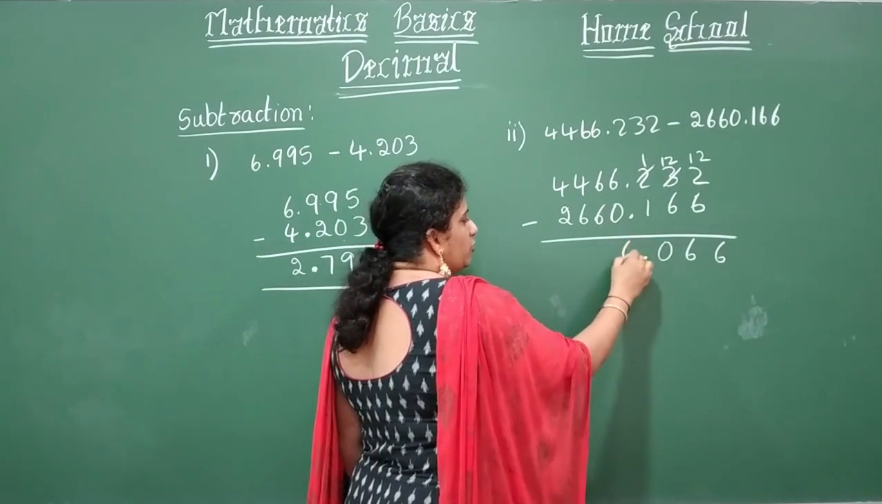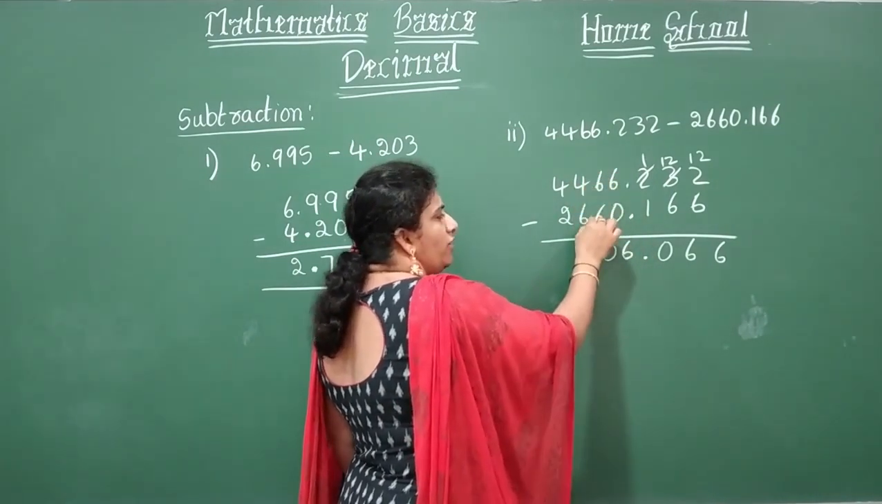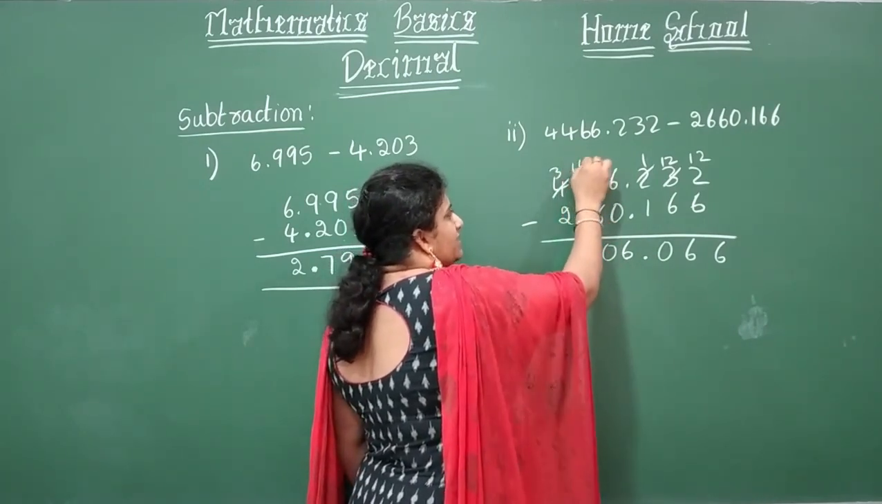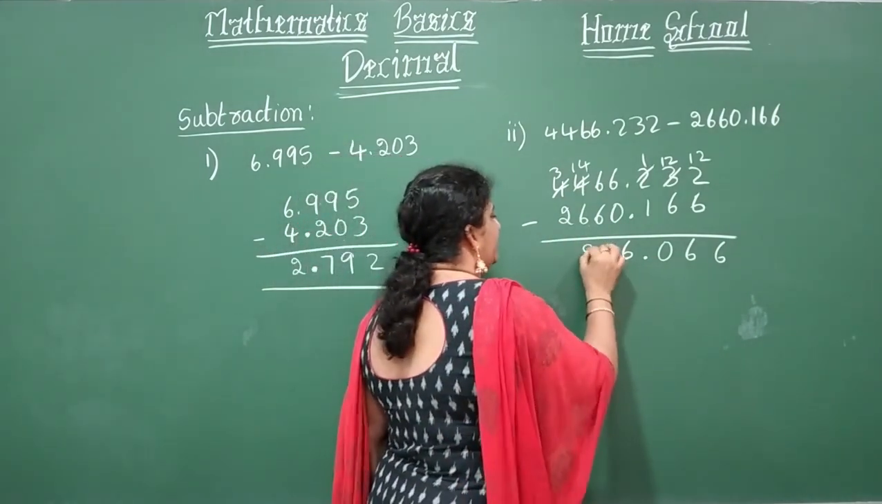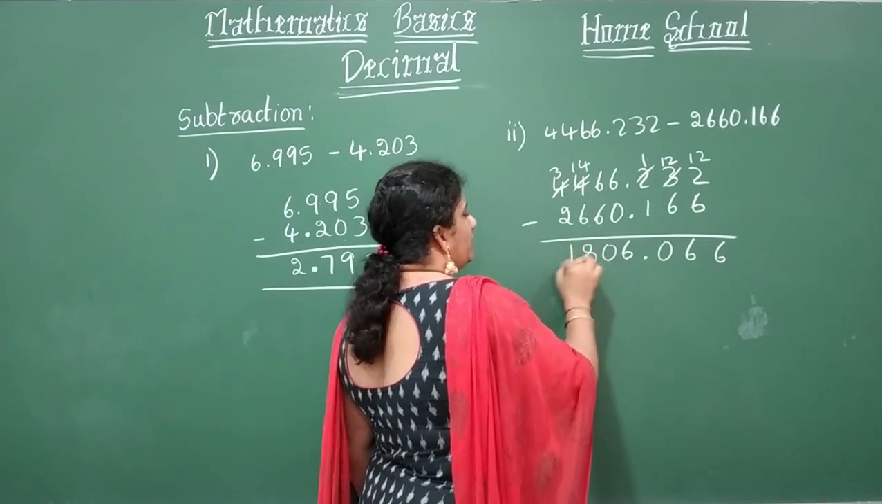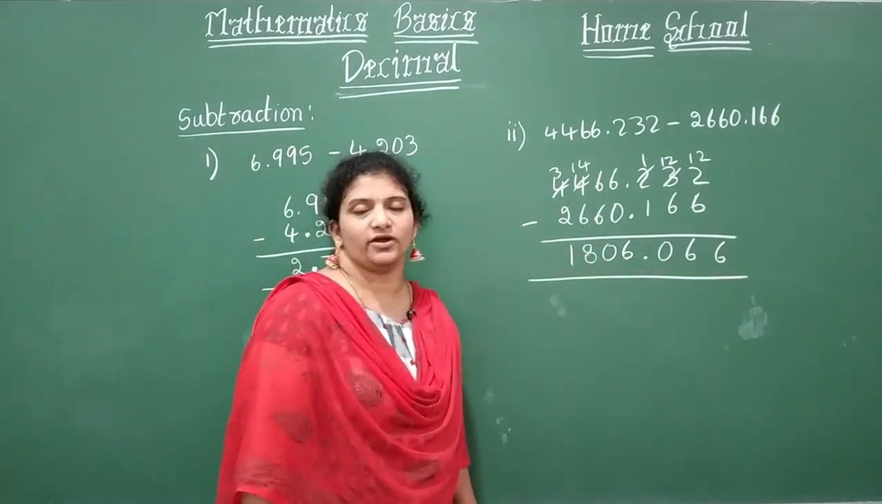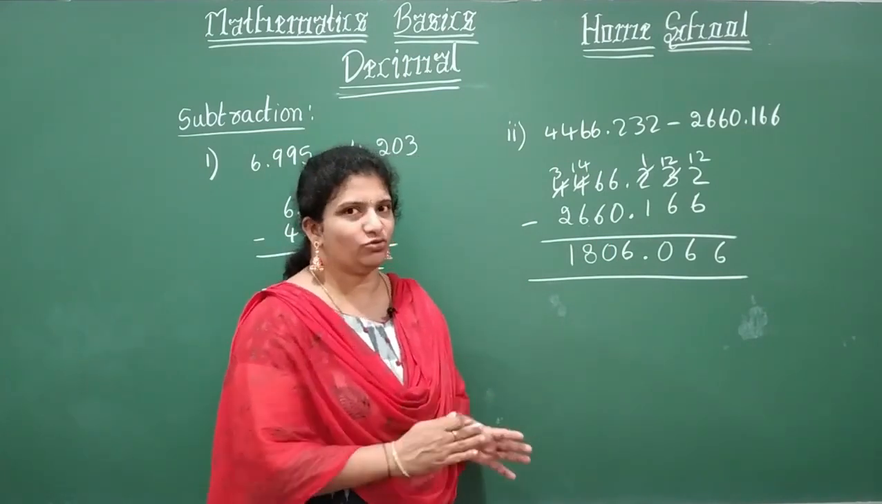6 minus 0, 6. 6 minus 6, 0. 4 minus 6, I cannot get. So, makes 3 and this makes 14. 14 minus 6 will be 8. And 3 minus 2 will be 1. So 1.806, not 6.066, is your answer. This is the way we do subtraction.